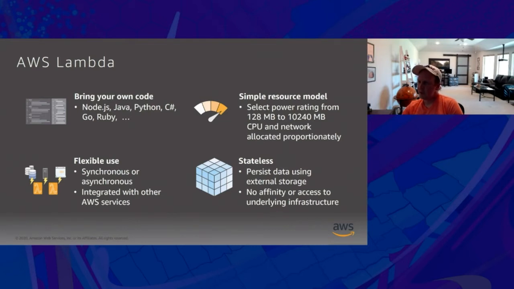We have flexible resource models, so you can configure 128 megabytes of memory for the instance, and if you need 10 gigs of RAM for the function, you can provision up to 10 gigs. What that does too is it configures CPU and network proportionately. So if you give the instance more memory, it'll have access to additional CPU and network cycles.